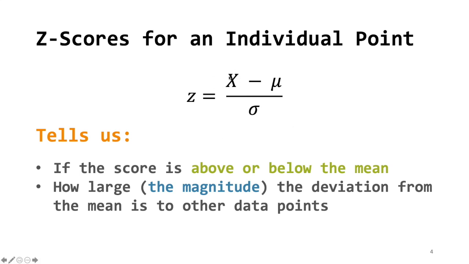So X is just a single person. This is the mean of the sample and the standard deviation. And this tells us if the score is above or below the mean and how large, in other words, the magnitude, the deviation from the mean is to other data points. So that's a z-score. When we talk about z-scores, that's almost always what we're talking about.